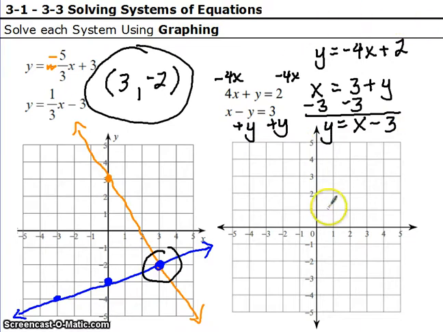Alright, so let's graph this first. We've got a y-intercept of positive 2, and then we go down 4, right 1. Or up 1, 2, 3. I can't really fit any more points on there. So it looks like this.